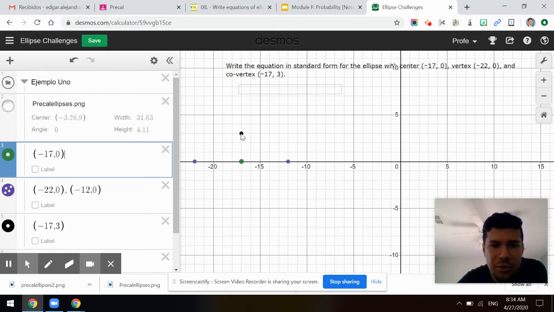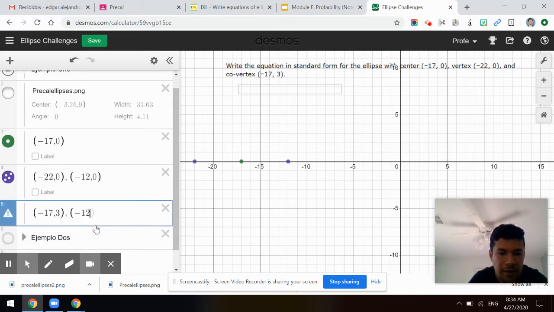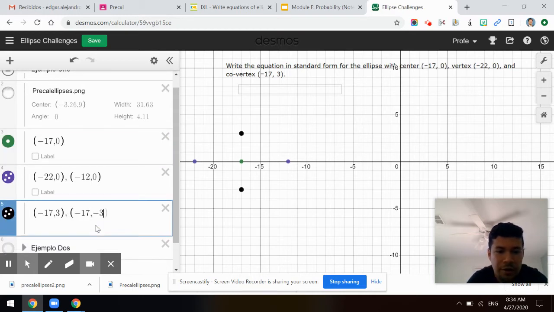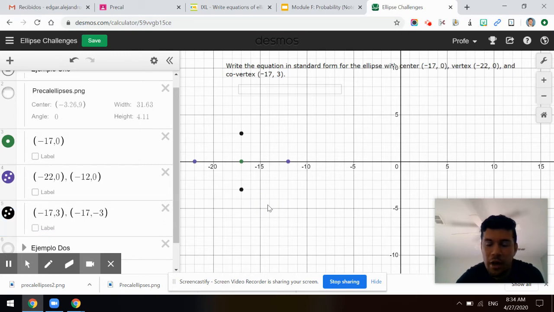I have a covertex that's 3 units away from the center. That means that the other one will be 3 units south of the center. So that point is (-17, -3). Let me go ahead and put that in. I get a lot from just visualizing this. I want to always do this on graph paper or using Desmos. So now I've got really the important points of my ellipse.